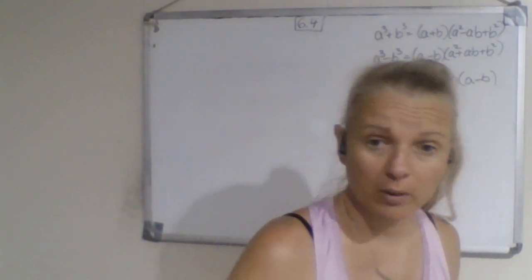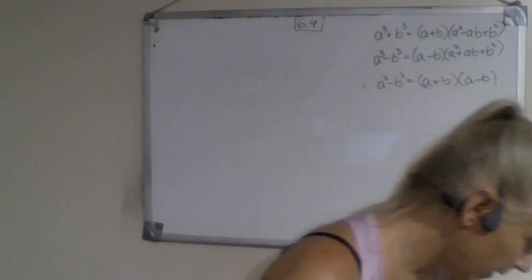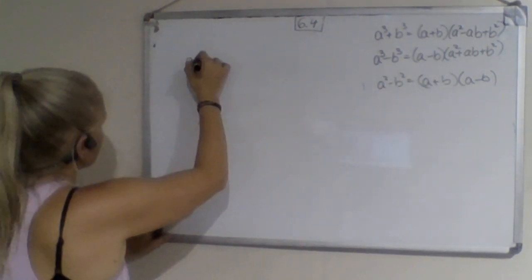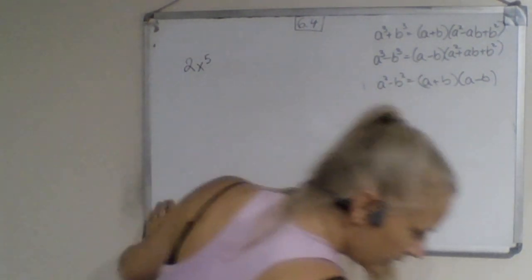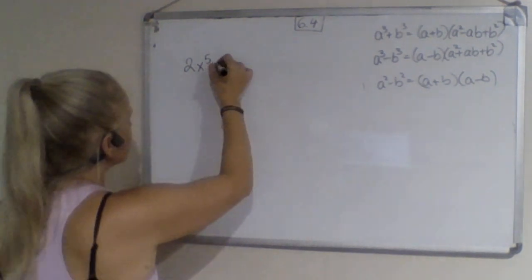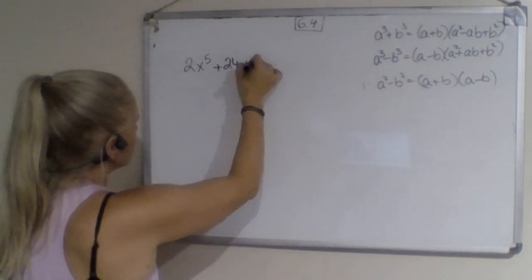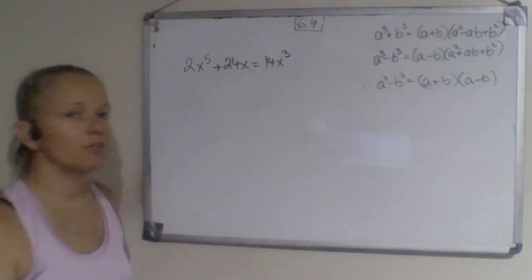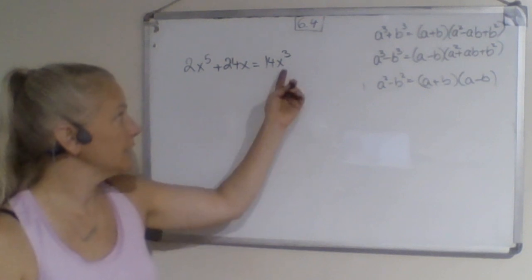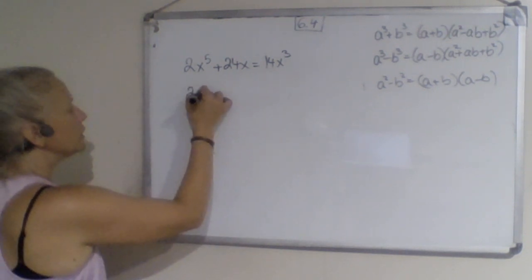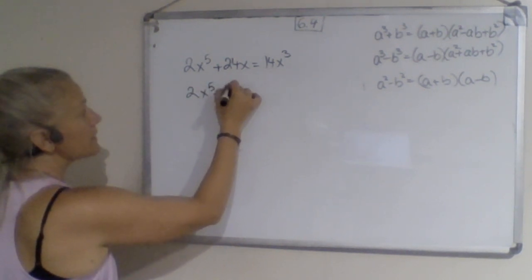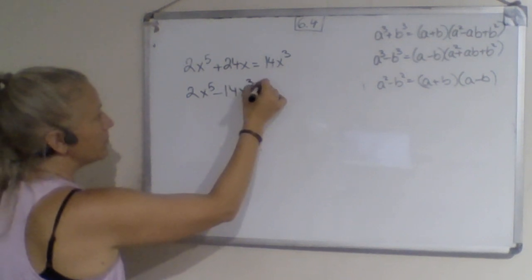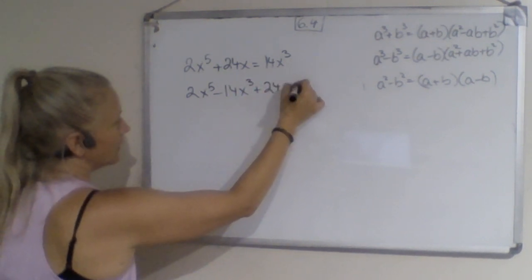Now, the last thing we did in this chapter, which I'm expecting to be slightly confusing, is solving for a polynomial. Okay, so let's look at an equation. 2x to the 5th plus 24x equals 14x to the 3rd. We said in order to solve something, we always want it equal to 0. I need to move this to the other side. 2x to the 5th minus 14x to the 3rd plus 24x equals 0.